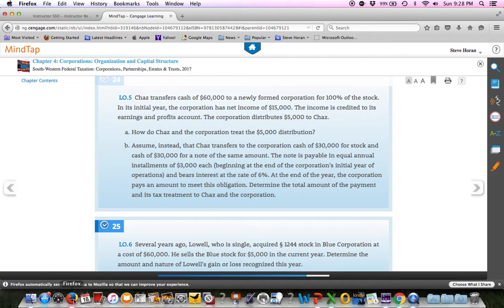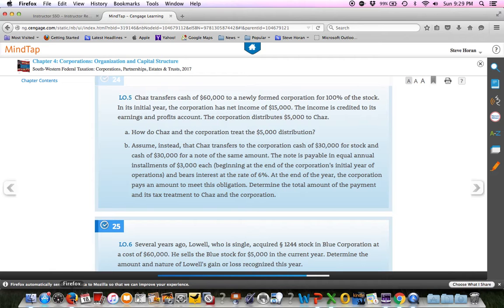So let's look at Part A first. How does he treat the $5,000 distribution? So hopefully everybody could just see it's a dividend. It's basically what that is, right? They made $5,000 and they distribute it right back to Chaz, the owner. And so that is a distribution of the corporation's earnings and profits, E&P. And it's taxed as a dividend to Chaz.